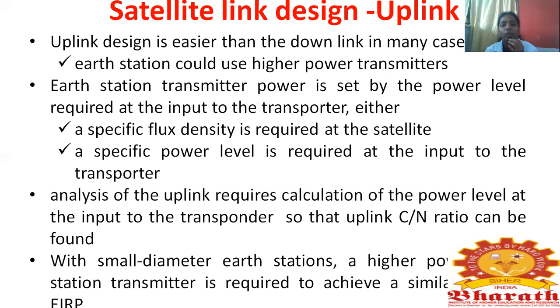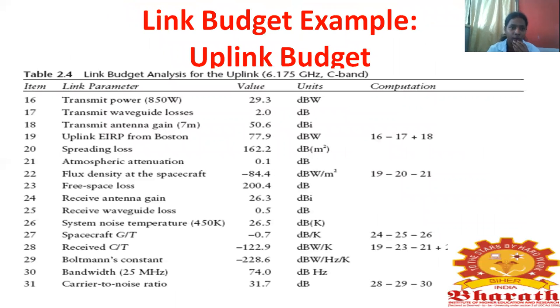So similarly, you're going to have this satellite budget for an uplink now. And here, what you're going to consider is the specific flux density and the specific power level that is used in the transponder. We had 15 parameters for the downlink, right? Now we have 16 other parameters here in the uplink.